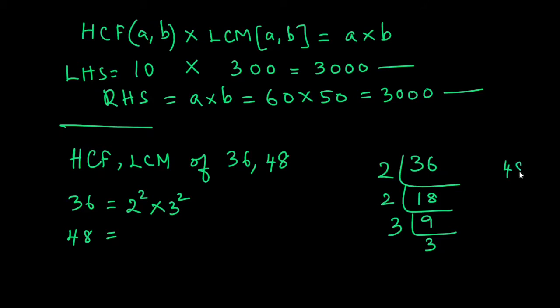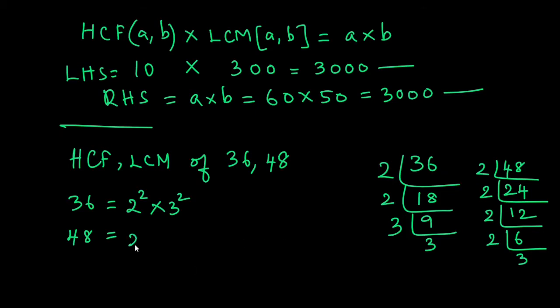Prime factorization of 48, let us do short division. Divide by 2, we get 24. Then again this is divisible by 2. Dividing by 2, we get 12. 12 is also divisible by 2. Dividing by 2, we get 6. 6 is also divisible by 2. 3. 3 is a prime number. We stop here. Then the prime factorization of 48 is 2 into 2 into 2, 4 times, so 2 power 4 into 3.